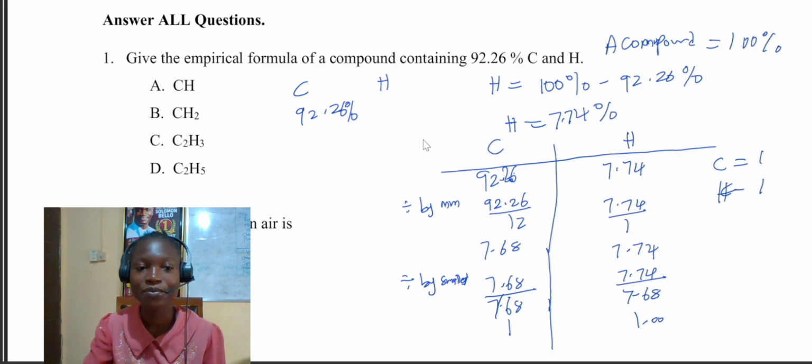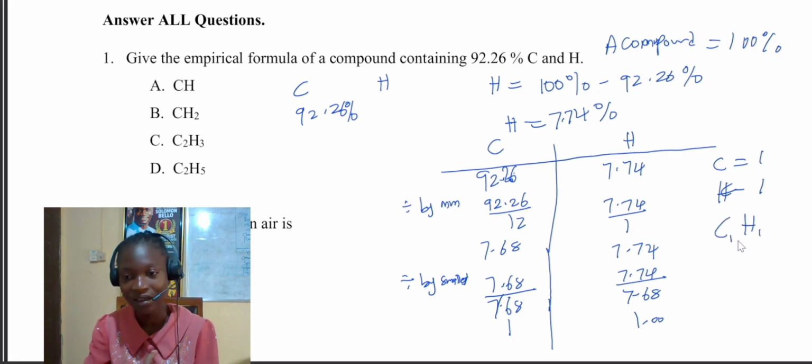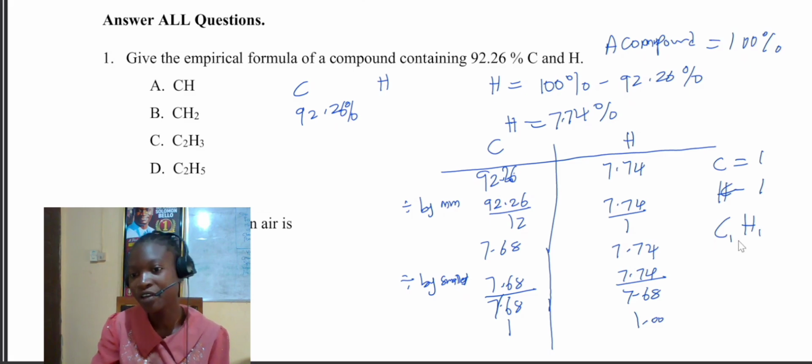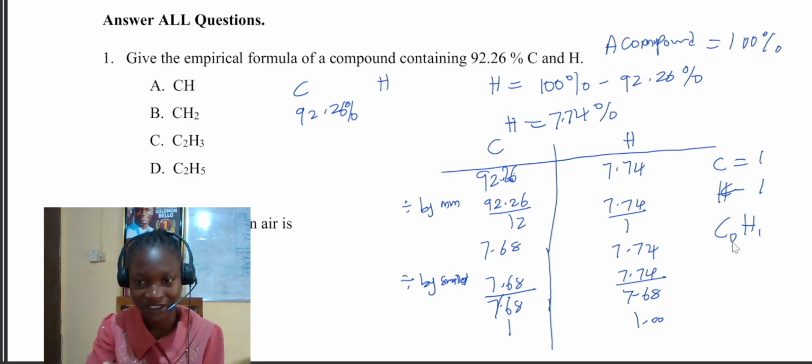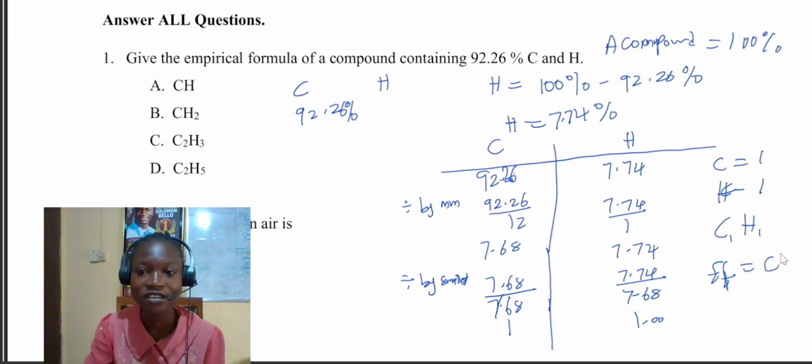So if you want to write the empirical formula now, you put all the carbon and hydrogen with their number. So we have carbon, hydrogen, 1, 1. But since you don't have to show 1, of course, when you write carbon, we already know that you have just 1, or else you have more than just 1. Then you can now indicate that you have 2 or you have 3. You get that now? So the empirical formula for this one is CH, which is option A.